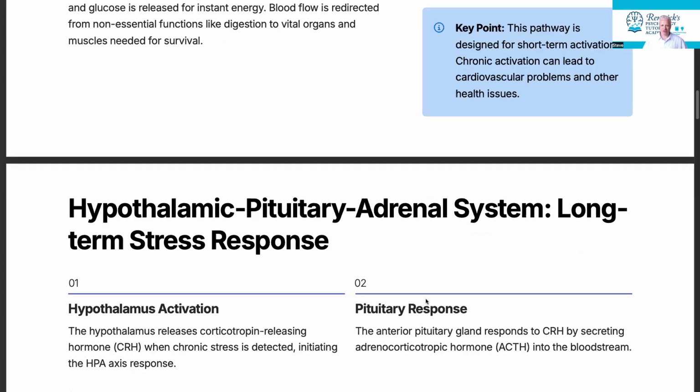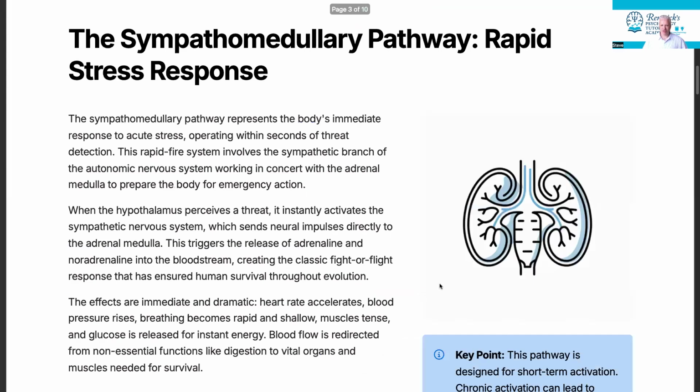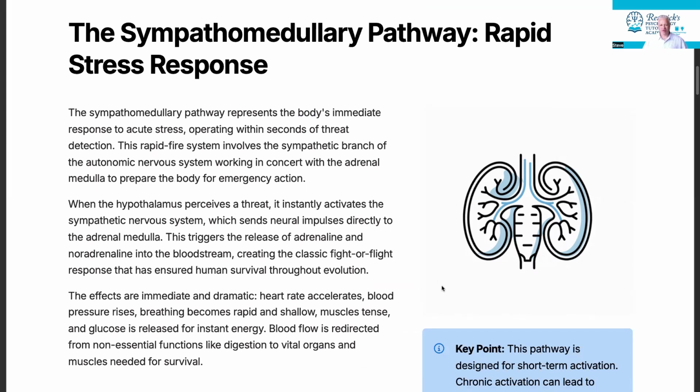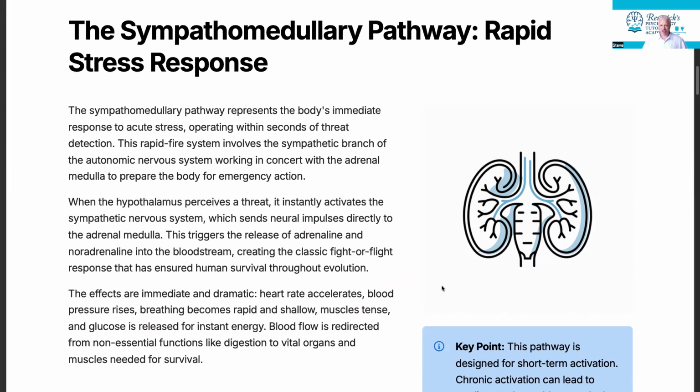Okay, moving on to the SAM pathway. So this is the sympathomedullary, or sympatho-adrenomedullary pathway, or on the screen it says sympathomedullary pathway. But SAM is a good way to remember it. It's the sympathetic branch, and it's the adrenal medulla that gets activated. So this is a short-term stress, quick fire response.